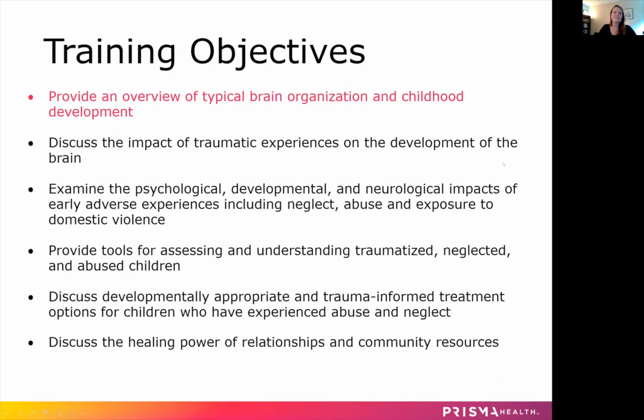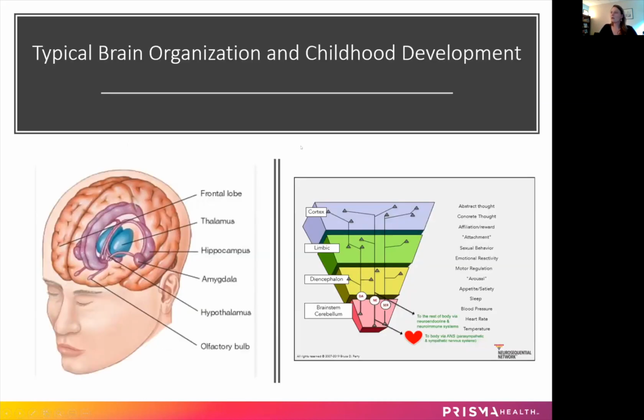All right, having said all of that, let's get to what you're expecting to learn today. First, we'll start with the overview of typical brain development and organization in childhood. I'm going to spend a little bit of time on this slide, so don't get panicked. I will not spend this much time on every slide, but this is really important for you to understand how our brains develop before we can talk about what happens when perhaps the development was interrupted by trauma.